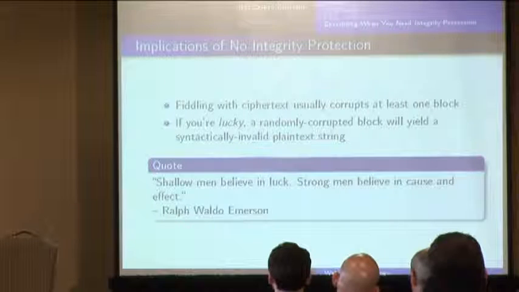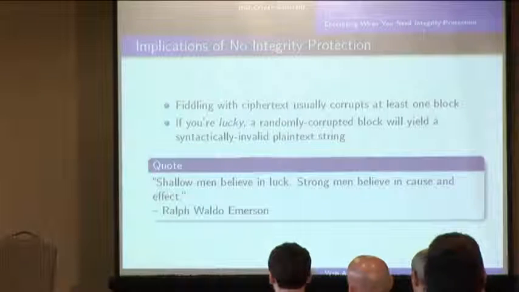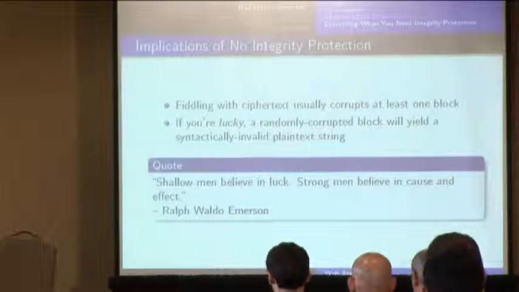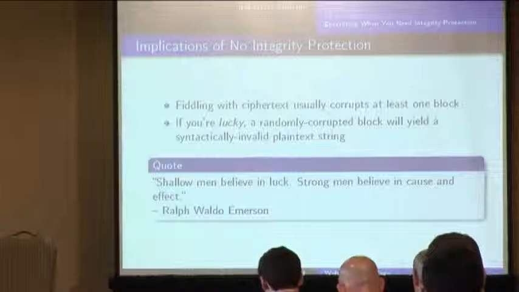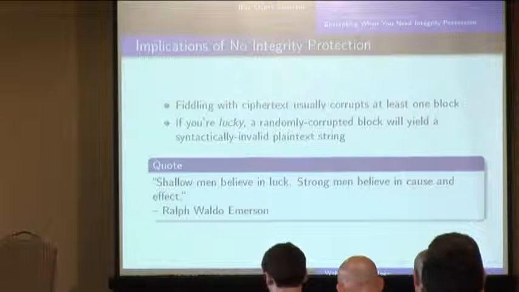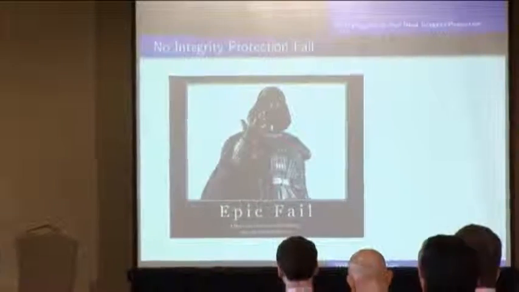The problem with no integrity protection is that if you're fiddling with the ciphertext, it corrupts at least one block, and it's usually the next block. Let's say you're fiddling with the first ciphertext block and it ends up corrupting blocks two or three or more. If you're lucky, that randomly corrupted block will yield a syntactically invalid string, some parser will go, this isn't right, and it'll cause the code to bomb out. Do you log that? Did your developer realize that that's the sign of an attack? Probably not. It'll be some obscure error somewhere that will probably never be analyzed unless there's a breach based on it. I don't really believe in luck. I believe in cause and effect. So no integrity protection is a massive fail. It's an epic fail.